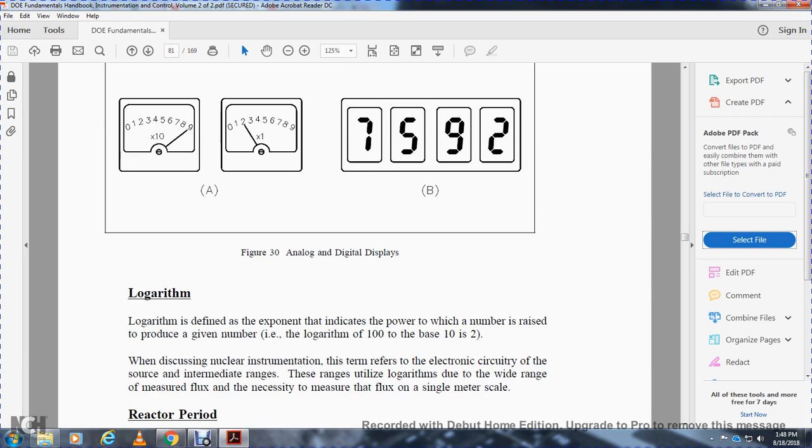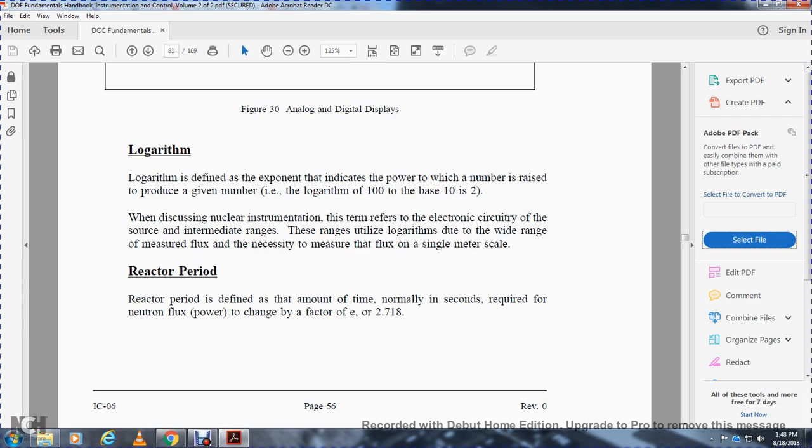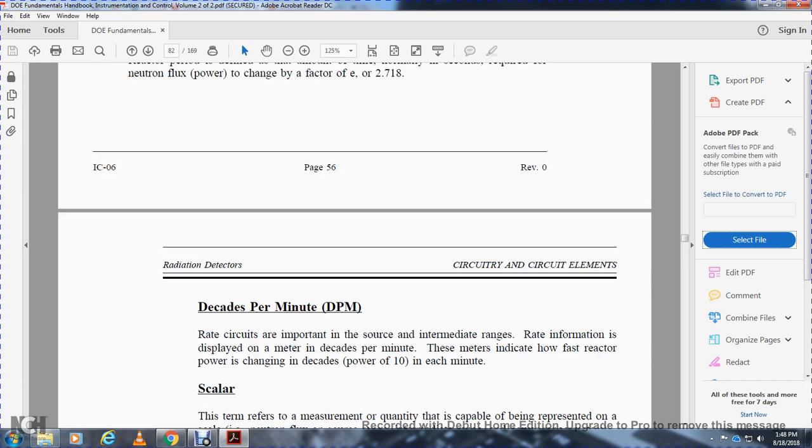In the discussion of nuclear instruments, the term refers to the electronic circuit over the source and intermediate range that utilizes the logarithm, due to the wide range of flux measurement and the necessity of measuring the flux with a single measurement scale. Reactor period is defined as the amount of time required for the neutron flux or power to change by a factor of e, or 2.718.